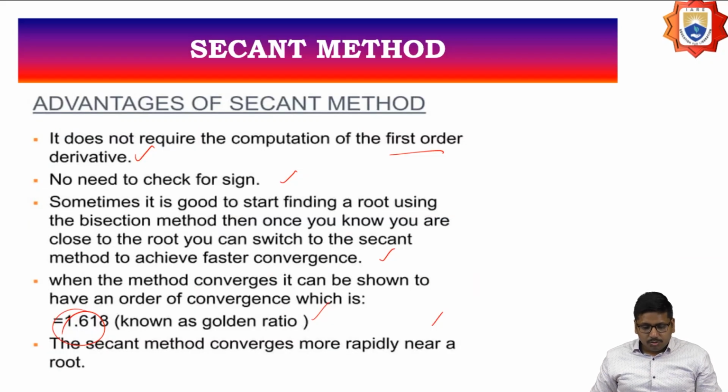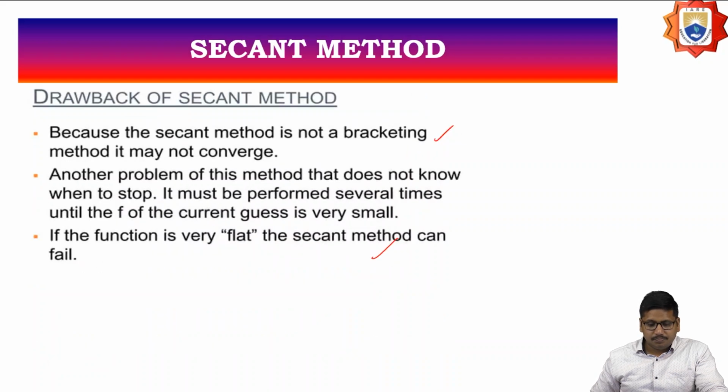When it comes to the advantages, normally it does not require any computation of the first order derivative and there is no need to check for its sign. This is another advantage. Sometimes it is good to find the starting root using the bisection method. Once you are close to the root, you can switch to a new method for faster convergence. Finally, the convergence value is 1.618, and the secant method converges more rapidly as well.